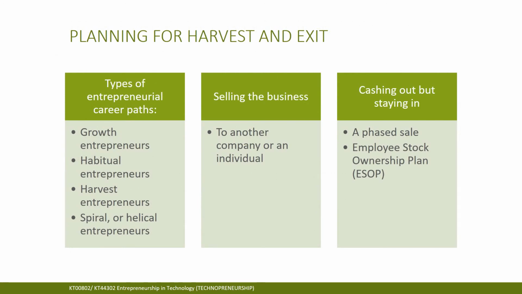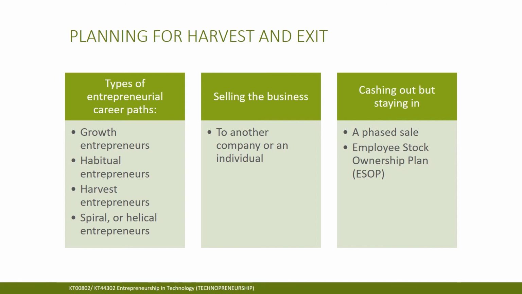Planning for harvest and exit. There are a few types of entrepreneurial career paths, which are growth entrepreneurs, habitual entrepreneurs, harvest entrepreneurs, and spiral or helical entrepreneurs. Selling the business outright to another company or to an individual may be the goal if you are ready to move on to something else and you want to be financially and mentally free to do so.